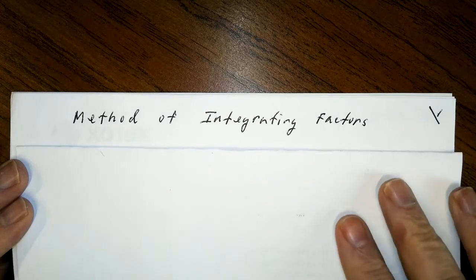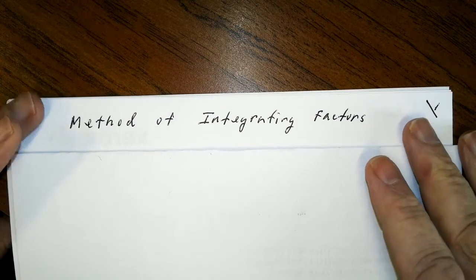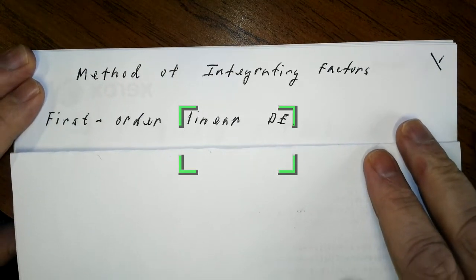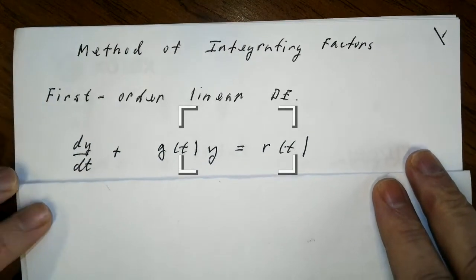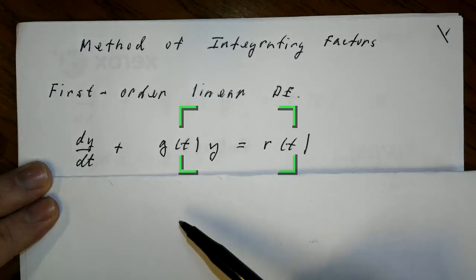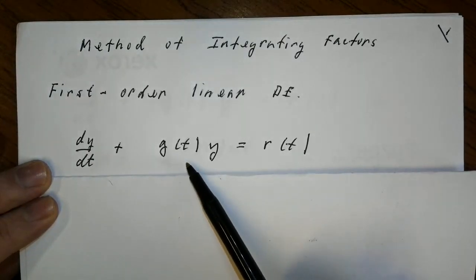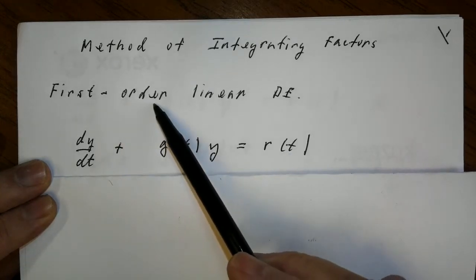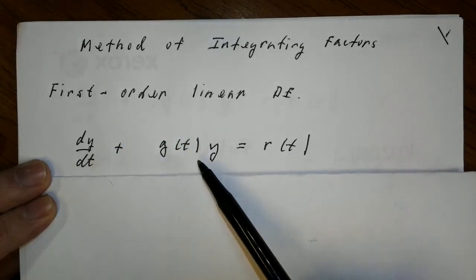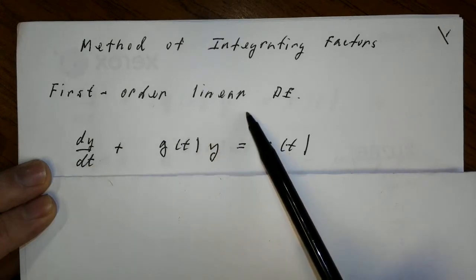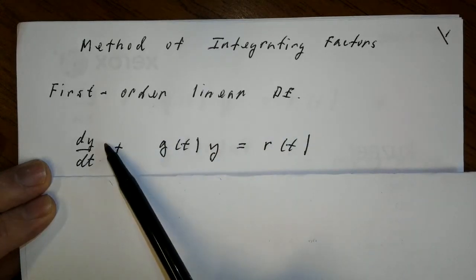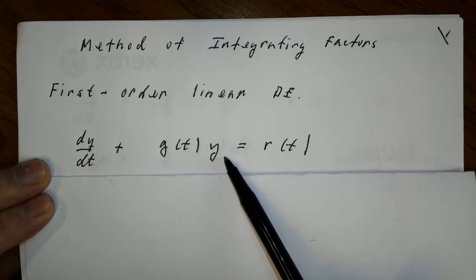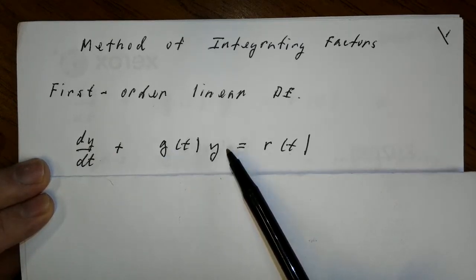The method of integrating factors is a powerful tool for solving differential equations that are first order and linear. Those sorts of equations can be written in the form dy/dt plus g of t times y equals r of t. So first order, meaning the highest derivative is the first derivative, and the differential equation is linear. So nowhere are we multiplying y times y prime or taking the square root of y or anything like that.